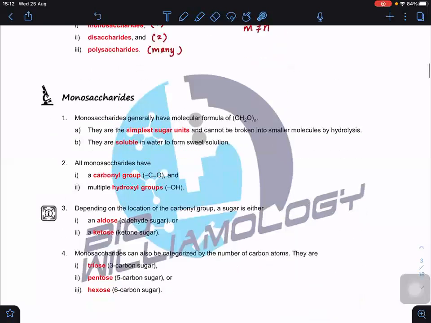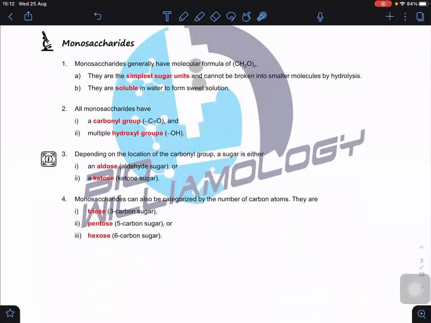Let us look at the monosaccharides. They have the formula CH2O n, where n is the number of carbons. Generally, the formula can also be written as CnH2nOn, where n equals the number of carbons. Are you clear? Number of carbons.